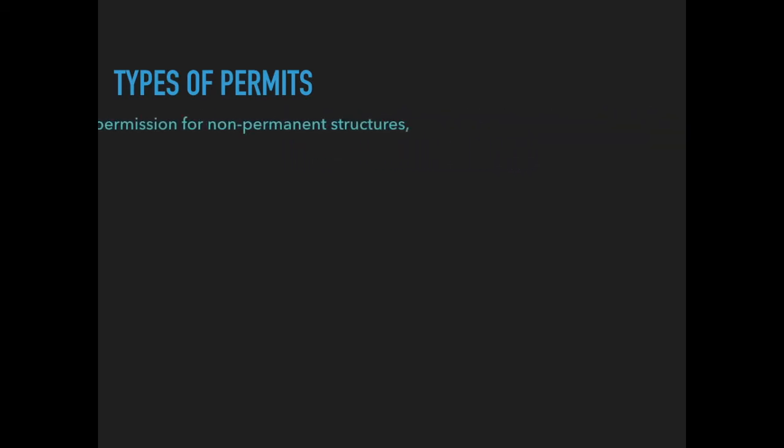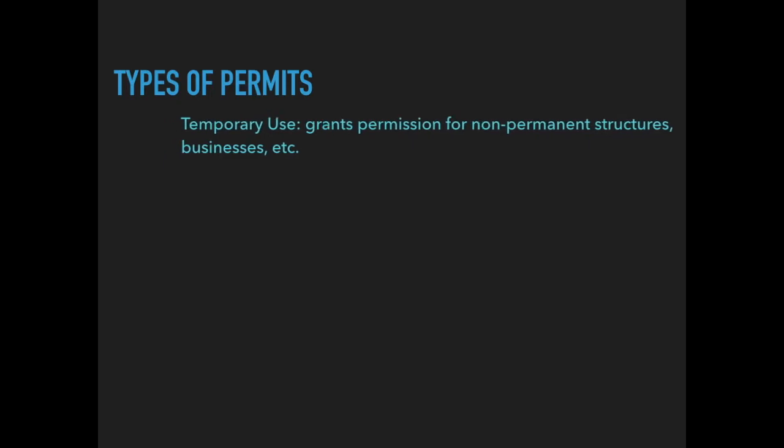A temporary use permit grants permission for non-permanent structures, businesses, etc. These permits must be obtained 30 days before you intend to start using it. Temporary use permits are valid for 30 days and can be renewed one time for a total of 60 days per calendar year. The Board of Zoning Appeals can approve a temporary use permit for longer.